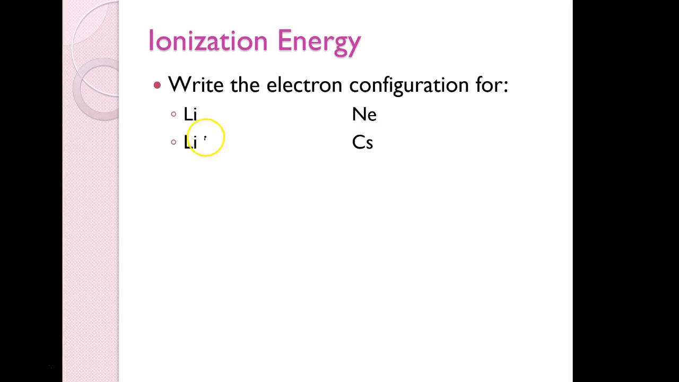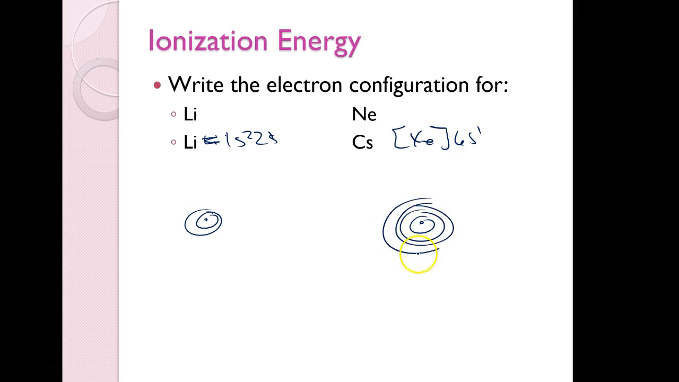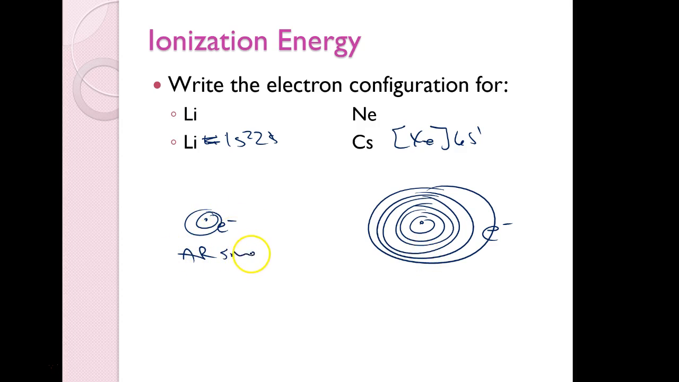Alright, so if I was to do this one, 1s2 2s1, xenon, 6s1. So 1, 2, 1, 2, 3, 4, 5, 6. So there's my outside electron. Here's my outside electron. Again, atomic radius is smaller. Ionization energy is going to be larger. You could also look at it as the fact that this has 3 protons. This has 55 protons. But the fact that this one is such a large atom, those 55 protons really don't have much of an effect.